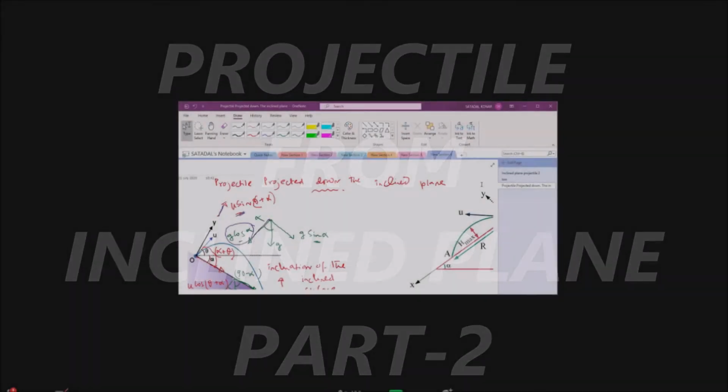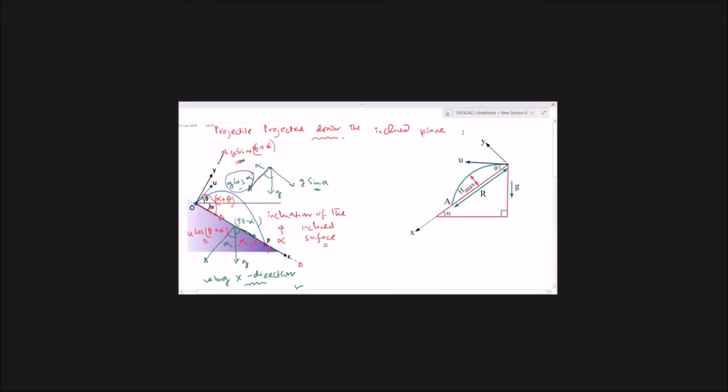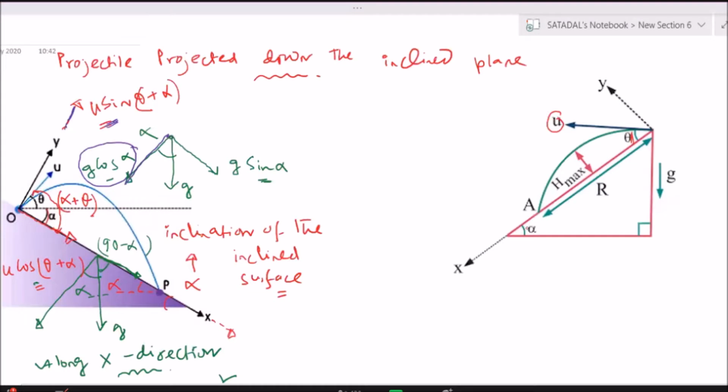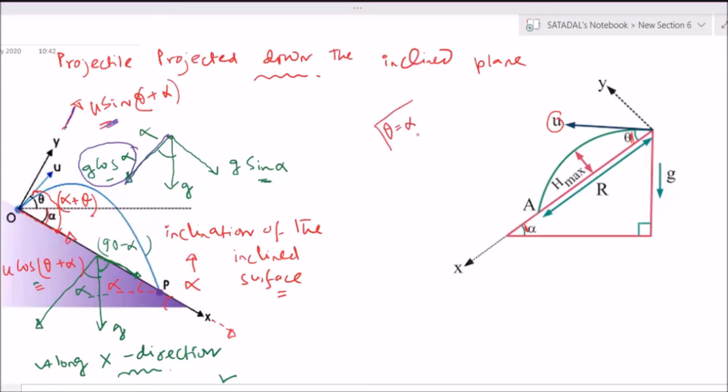That was the case I was discussing. First one, I think you can see. So after discussing the previous one, I told you I will discuss this one. Here you can clearly see that the body is projected only along the horizontal line. So if it is projected along the horizontal line, in this case this theta value and the alpha value have to be the same. Theta is equal to alpha.